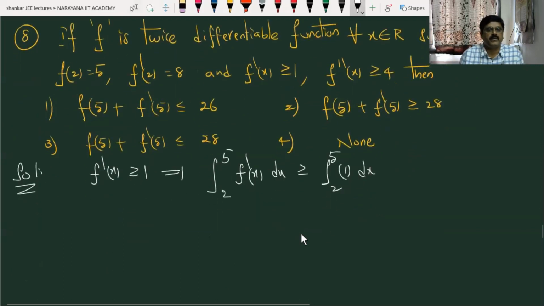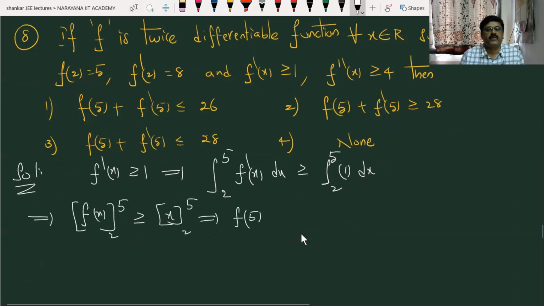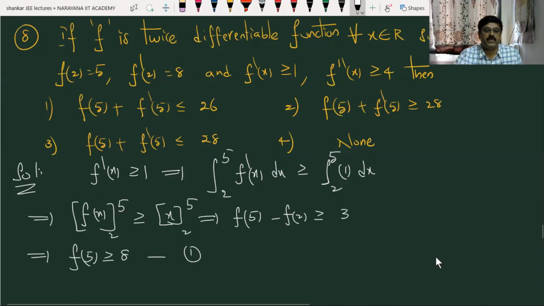Okay, students, then it will be integral f dash x, so you will be left with f of x under the limits 2 to 5 is greater than or equal to just x from 2 to 5. So it will be f of 5 minus f of 2, students, greater than or equal to 3. In the data it is given f of 2 is equal to 5. Then you will be left with f of 5 is greater than or equal to f of 2, already 5, 5 plus 3, 8. So this is equation number 1, students.